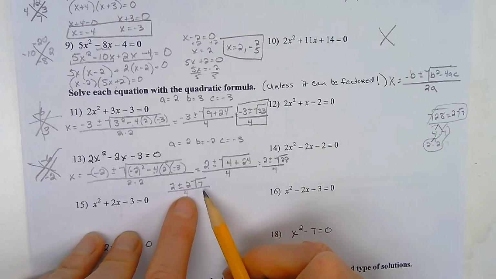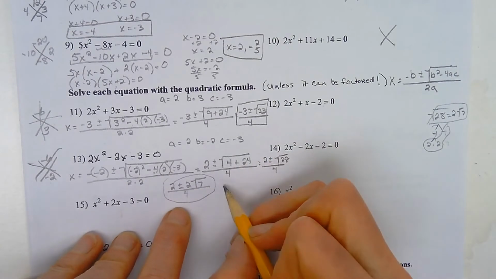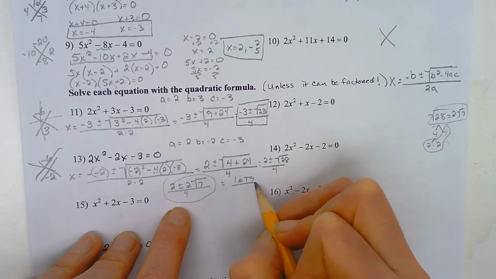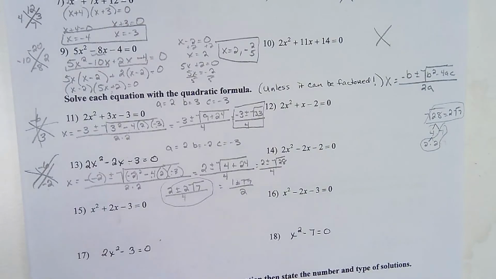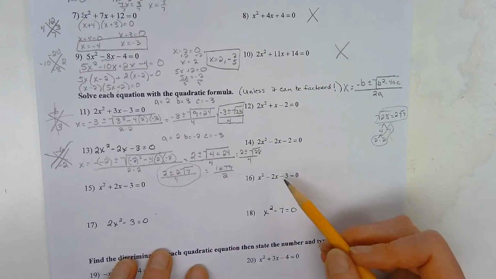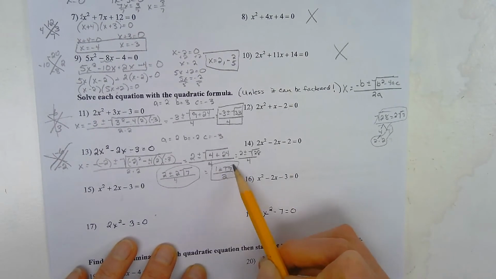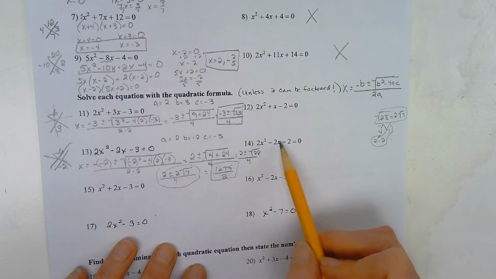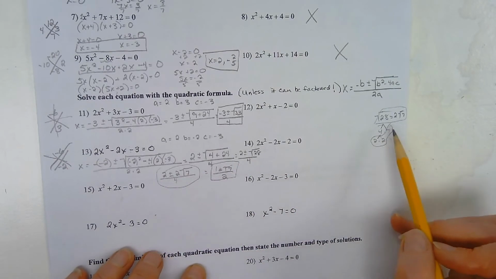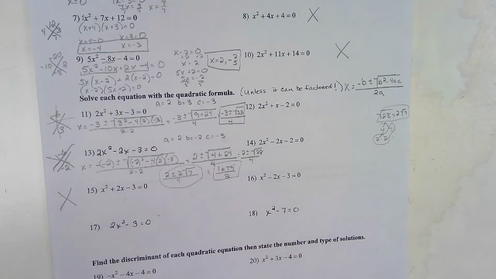Well, I do need to simplify this a little bit more because there's a common factor of 2. So I divide everything by 2, and I get 1 plus or minus the square root of 7 over 2. Okay, number 14 is very similar. You're going to end up with something that you're going to need to simplify a little bit. So practice using your quadratic and simplifying your terms at the end. In particular, your radical.